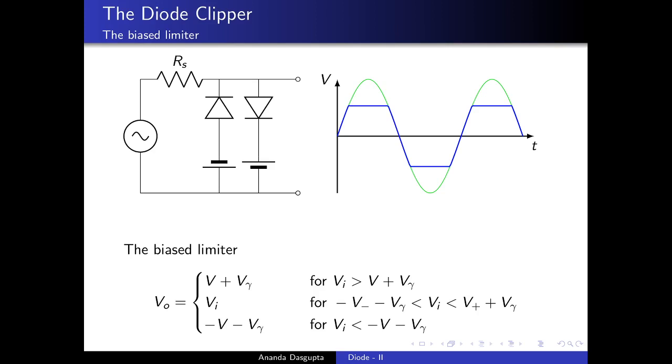The bias limiter is so called because there are extra bias batteries which are being put in here. So these voltages and limits are set by the externally connected bias batteries, not just by the cut-in voltage of the diode. And if you are not looking very closely, these look more or less like a square wave. Especially if the V is small, this looks pretty close to a square wave, if your VI is pretty big and V is small comparatively. So this is one quick way of producing a square wave output from a sine wave input, for example.